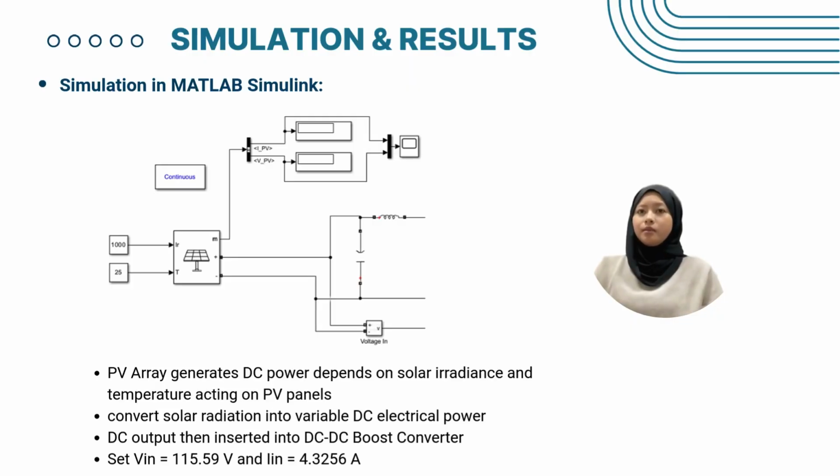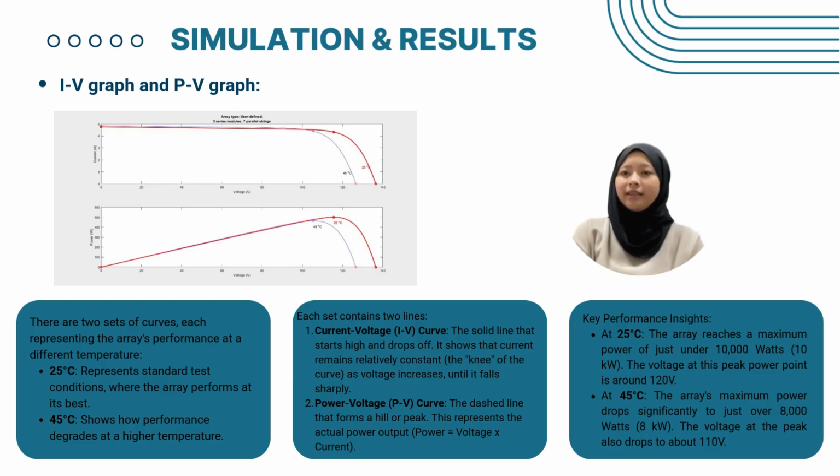For our simulation in MATLAB Simulink, we model the entire system, and when the PV array converts sunlight into DC power, the power then goes directly into a DC-DC boost converter to condition it. From the simulation, we know that the power generated from the PV array depends on its surrounding conditions, which are irradiance and temperature. The result on the graph shows clearly the classic knee of the current-voltage curve and the peak of the power-voltage curve.